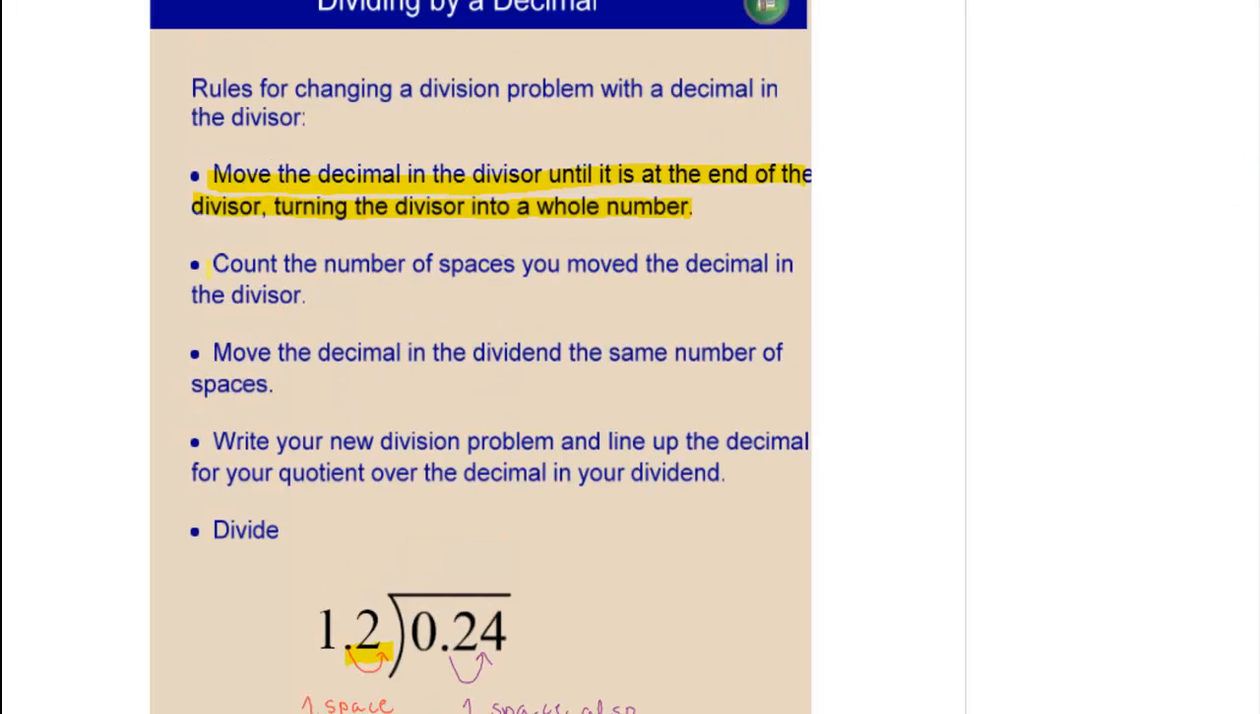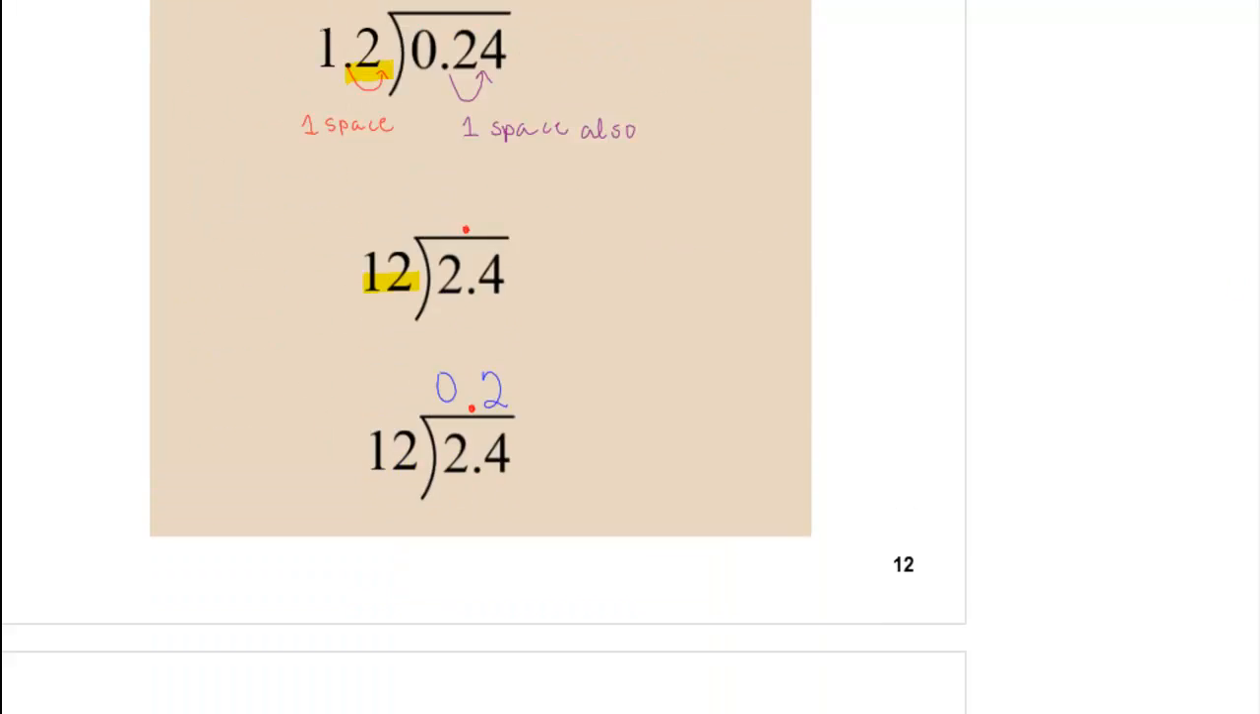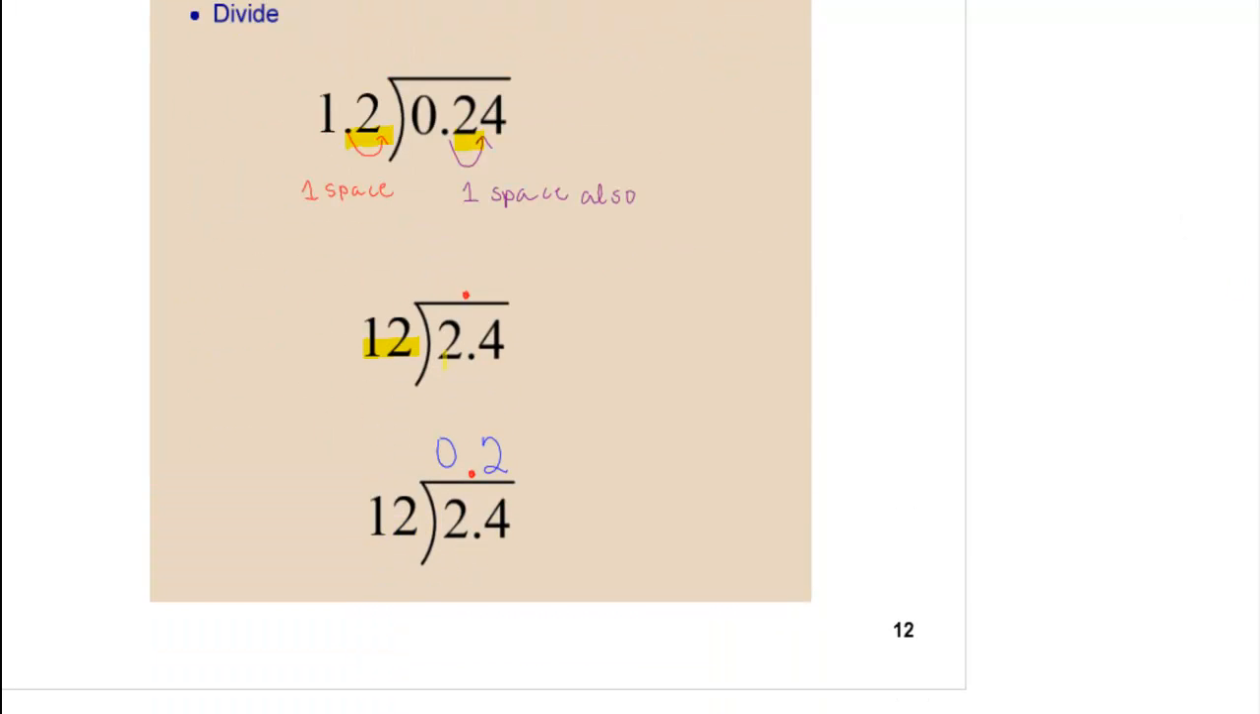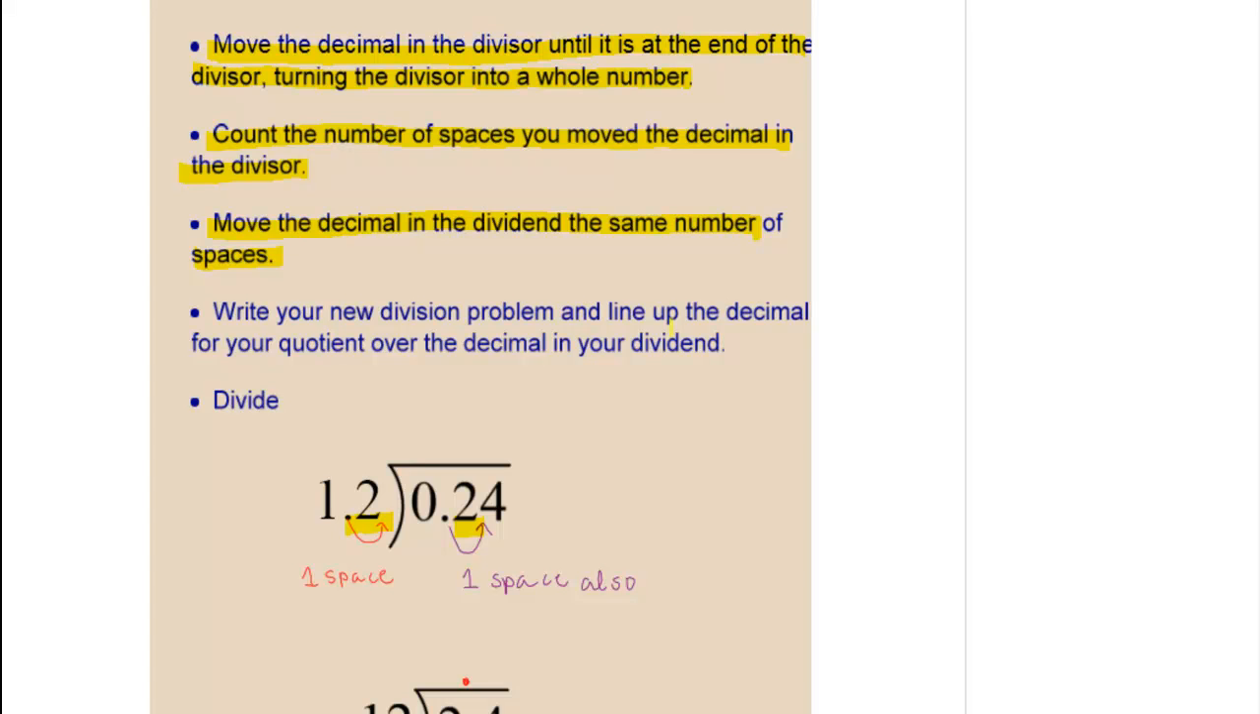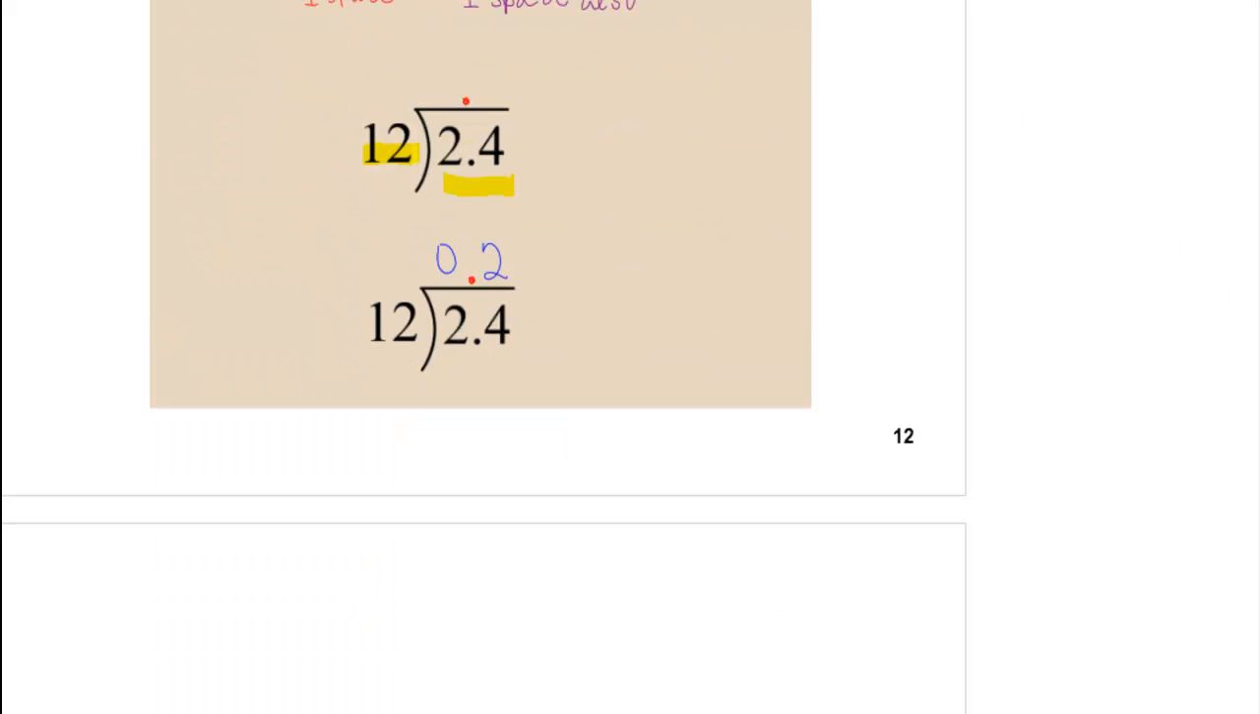Then count the number of spaces you move the decimal in the divisor. We moved it 1. Move the decimal in the dividend the same number of spaces. Same idea as multiplying by powers of 10. So we're moving it one space here, and this becomes 2.4 instead of 0.24. Write your new division problem and line up the decimal for your quotient over the decimal in your dividend, and then divide. So that's what we see in this step. New problem, we're lining up our decimals, and then we divide.